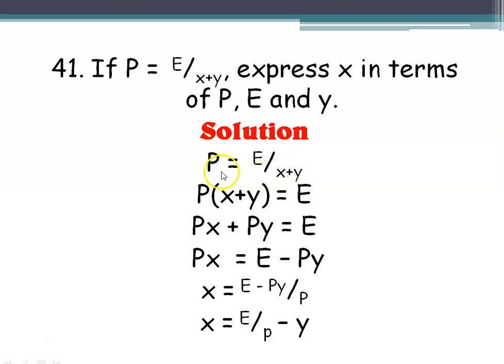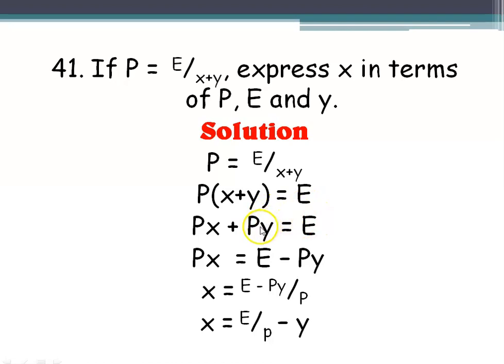So the first thing I'll do is to cross multiply. If I cross multiply, this will become P times X plus Y is equals to E times 1. So P into bracket X plus Y is equals to E. Then I'll open this bracket. P times X is PX. P times Y is PY is equals to E. Is that taken?